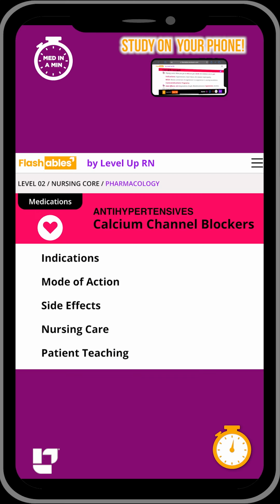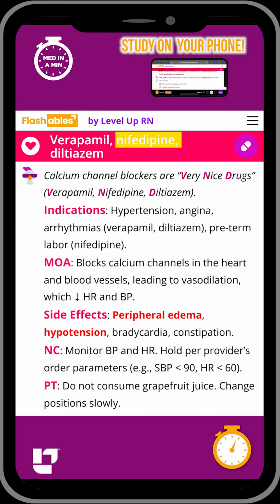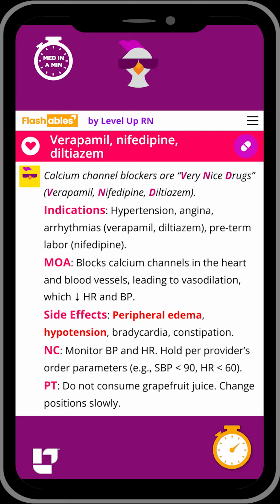Calcium channel blockers include verapamil, nifedipine, and diltiazem. And our cool chicken hint to help you remember these three medications is to remember calcium channel blockers are very nice drugs. Indications for this drug class include hypertension, angina, and arrhythmias.